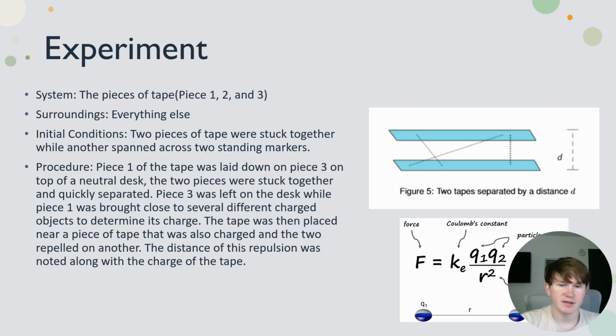So for the experiment, the system was the three pieces of tape that we used, and the surroundings is everything else in the universe. The initial conditions were that two pieces of tape were stuck together while another spanned across two standing markers. And the procedure was essentially just that we spanned one piece across two markers, and then we attached two pieces together and quickly removed one. We held that quickly removed piece under the piece that spanned the two markers, and then measured how far apart they repelled each other. And that allowed us to find R, and then eventually find the charges on the pieces of tape, because we assumed that the charges were equal.